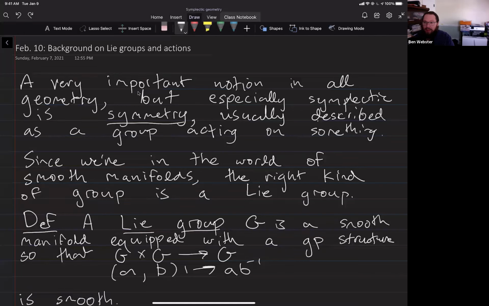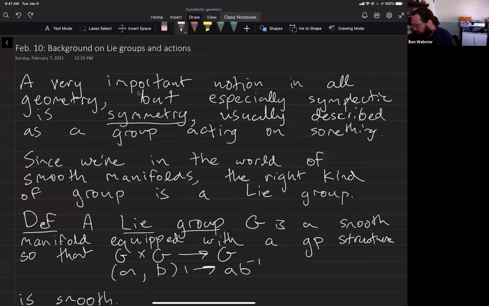So, a very common theme throughout all of mathematics, but one that's especially important in symplectic geometry, is symmetry, right? So we've talked a bit about symplectomorphisms and this sort of stuff, but it really is a very important theme. And since we're in this world of smooth manifolds, the right kind of symmetry to look for is, well, symmetry is usually expressed as an action of a group, and a group in the world of smooth manifolds is what's called a Lie group.